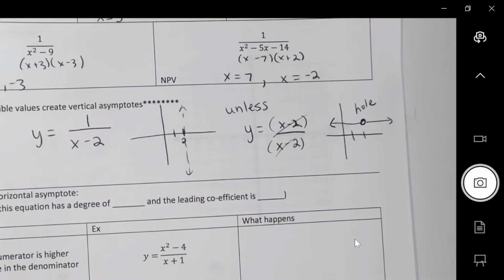What does a hole mean? It's like you have to skip over it. You're going on your graph, oh, I got to skip over that spot. If it were to go in that direction, there'd be a blank spot. There'll be a blank spot, yeah.